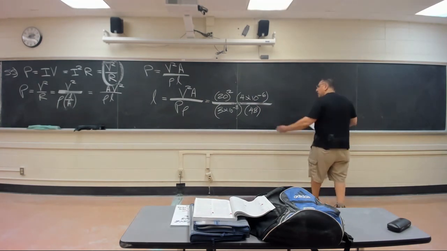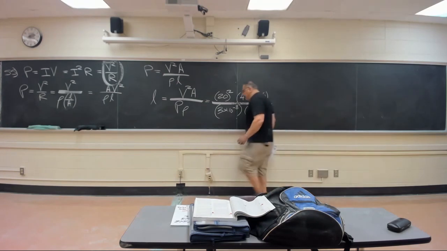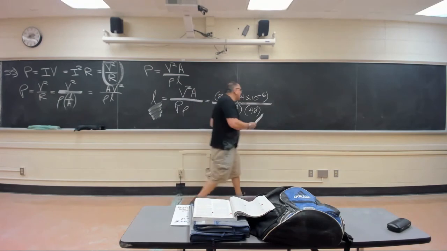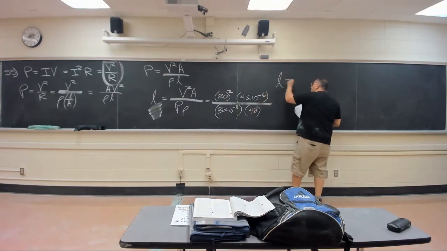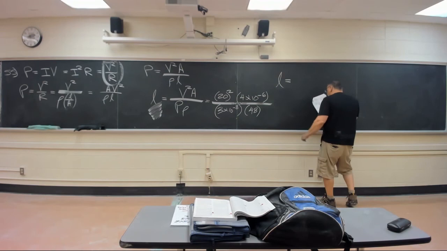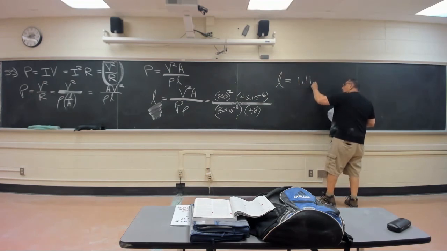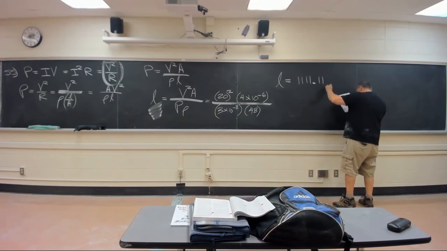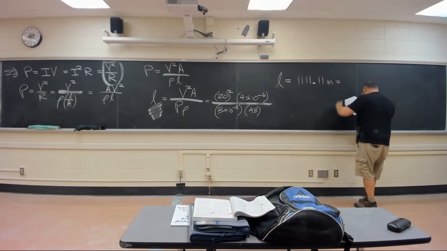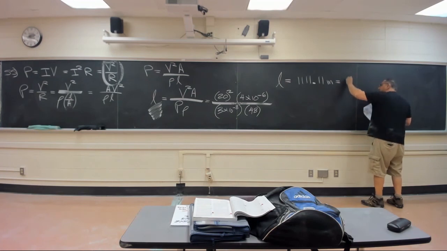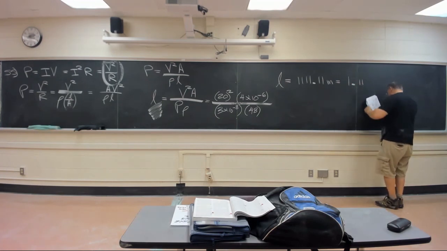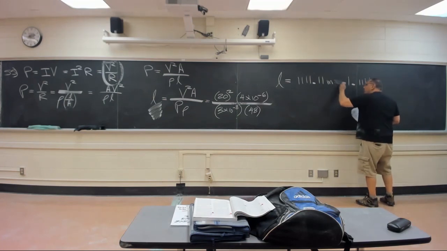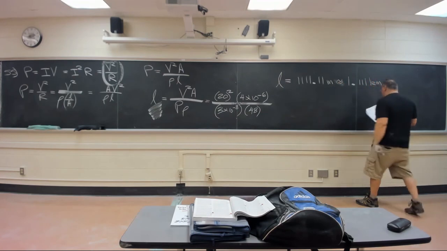Keep going, keep going. Do that division. You're trying to find what L is. L is 1111.11 meters. That's about 1.111 kilometers. They kind of made it about equal because they cut it off a little bit, but it's not a big deal.